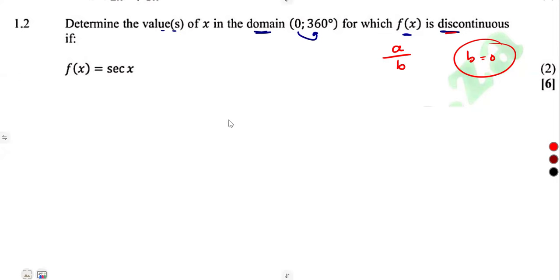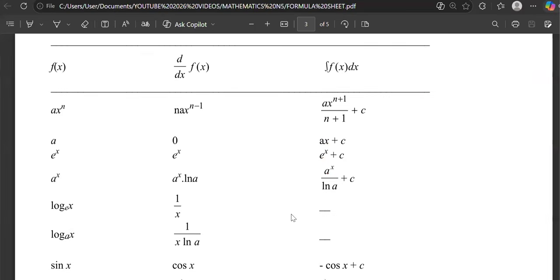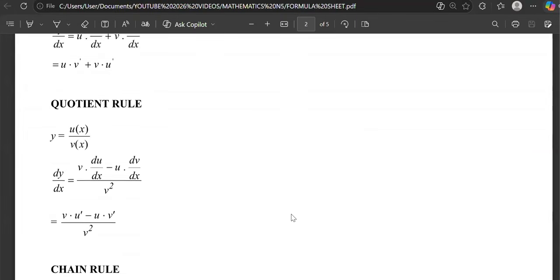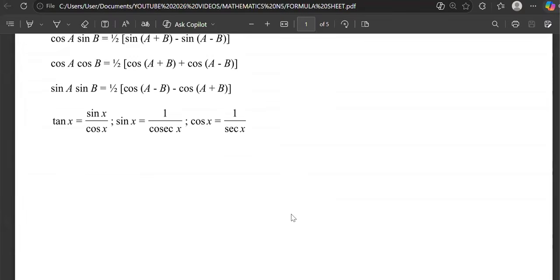So given f of x, which is equivalent to the sec of x, we do not have a fraction where we can say the denominator is. We do not have that. So what are you going to do? Remember, the sec of x is equivalent to what? 1 over cos. So we can use that, right?